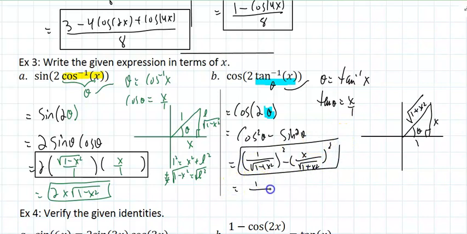For the homework, 1 over 1 plus x squared minus x squared over 1 plus x squared. That is 1 minus x squared over 1 plus x squared. That would be the answer in the back of the book.